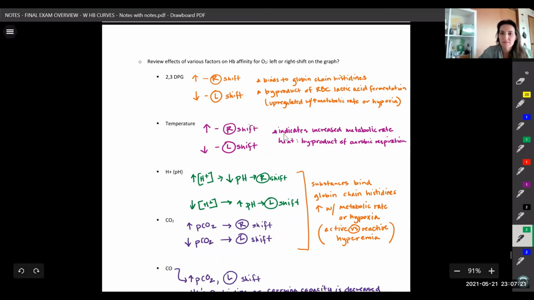Temperature shifts: if they increase in temperature, that's indicative of increased metabolic rate. Decrease in temperature, decreased metabolic rate.